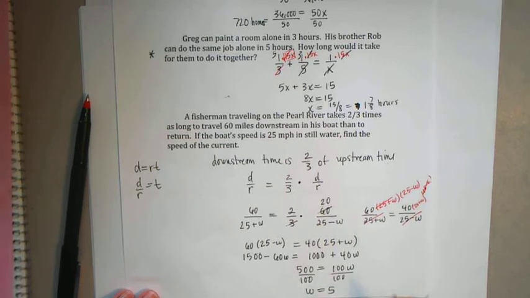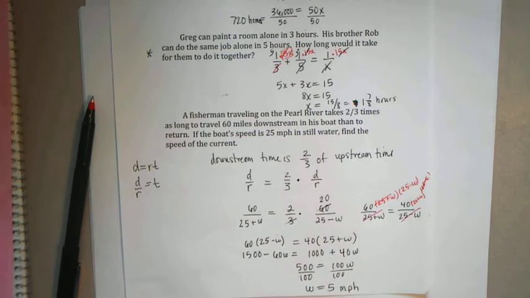And what did we just find? Well, W stands for water. So what I just found is the rate of the water, right? We had it right here in the rate column spot. And we know we label rates as miles per hour. So my answer is 5 miles per hour.